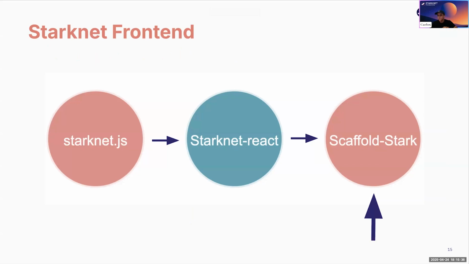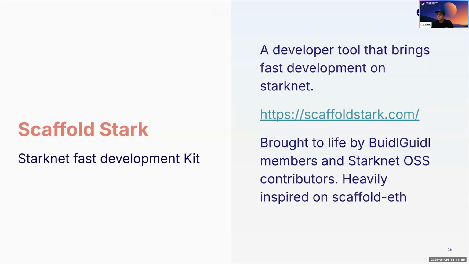And then moving back, the last one in this row is Scaffold Stark. As you might have seen already, Scaffold Stark is at the end. Scaffold Stark is a wrapper on top of starknet-react and starknet.js. So it uses a lot of the code from starknet-react to make it easier for developers to launch apps. And also it's a framework that allows us to do fast development on Starknet. Scaffold Stark is inspired by Scaffold ETH. It was brought to life by Build Guild members and the Starknet open source contributors last year. And you can take a look at the website. Scaffold Stark is at scaffoldstark.com.